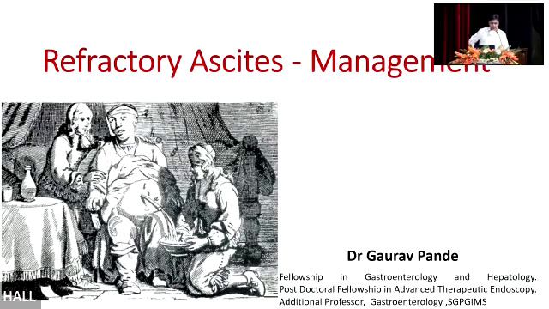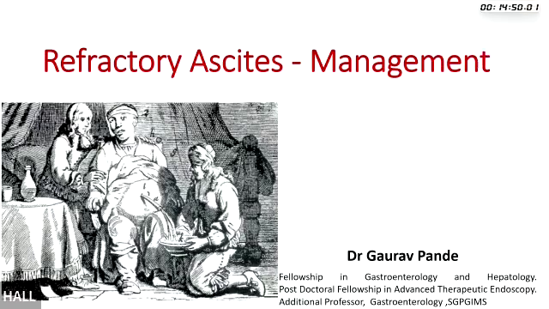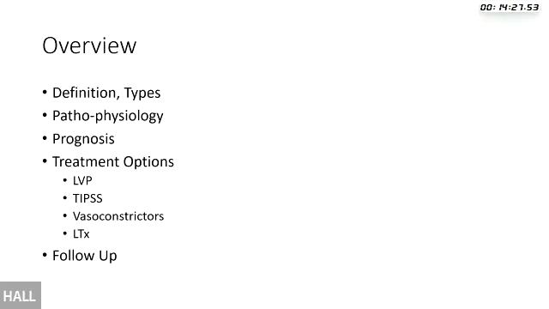So to start the topic, refractory ascites, this is a picture that is taken from 1654 from a French museum. This shows a person with a large tummy filled with fluid, and a pipe has been inserted to drain the fluid out. This is akin to large volume paracentesis that we still do for patients for management of refractory ascites. So more than 400 years, therapy more or less in many centers still remains the same.